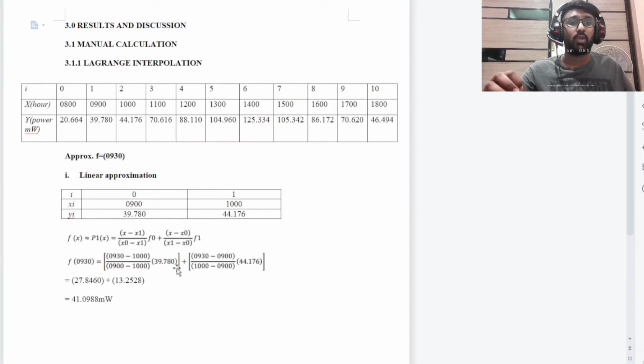And then once you have derived the equation, we will get to the outcome. For the first term we will get 27.8460, and for the second term we'll get 13.2528, and once you have added that, we will get the power needed for our approximated timing, which is 9:30, and the power for that will be 41.0988 milliwatts. So that is the power for our approximated value 930.